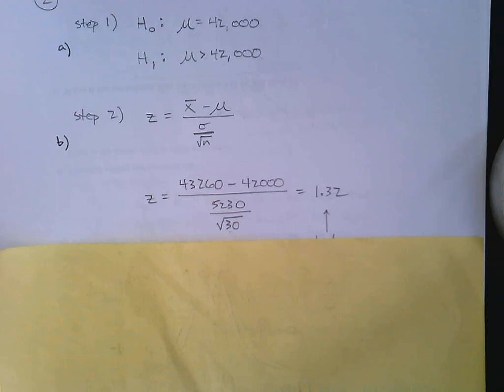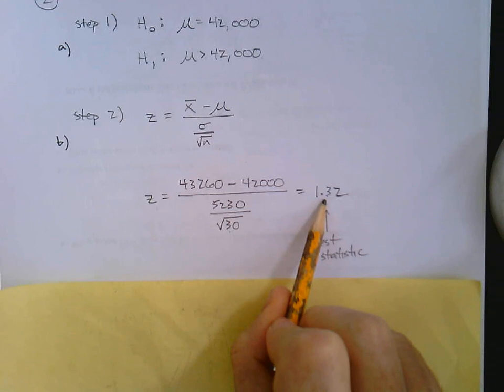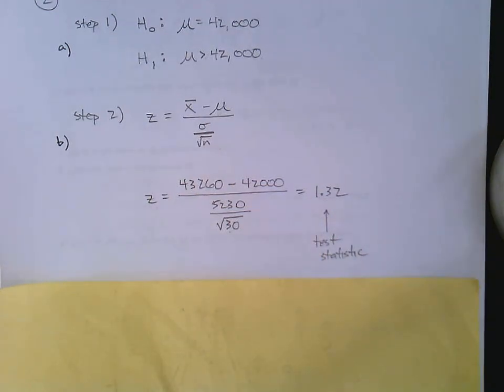Okay, so hopefully you can calculate that value as well. And I'm kind of saying, hey, we're not calling it a z-score anymore. That is our test statistic. So we have finished part B. 1.32 is our test statistic.